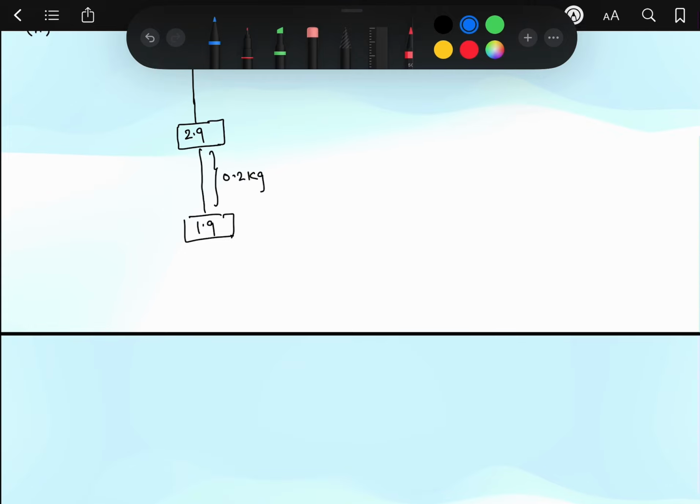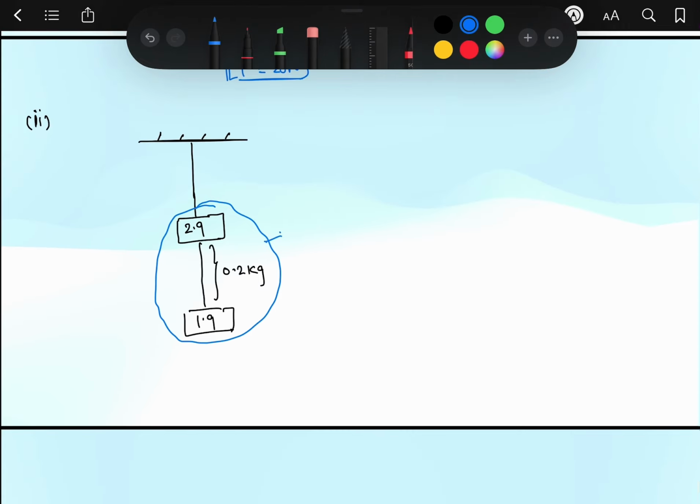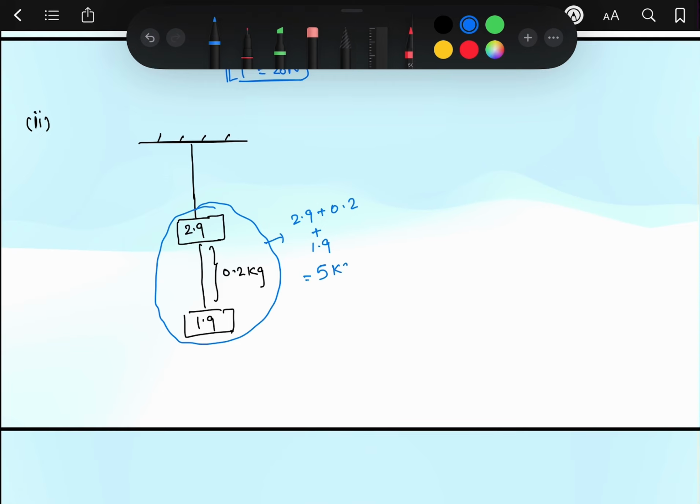So now if I draw the free body diagram of this lower mass combinedly, then this total mass will be equal to 2.9 plus 0.2 plus 1.9. That will be 2.9 plus 1.9 is 4.8, plus 0.2, that will be equal to 5. So the net mass will be equal to 5 kg.